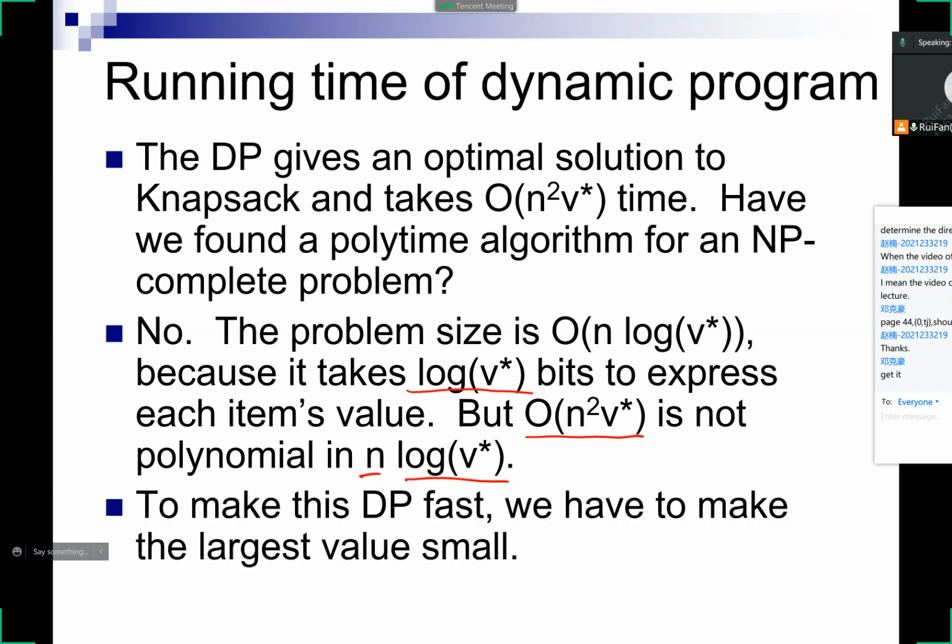And so in order to make this into a very fast algorithm, what we need to do is to decrease this v star here. This v star is the thing that hurts us. The n squared is already polynomial time. But if you can make the v star small, then you can make your DP fast.